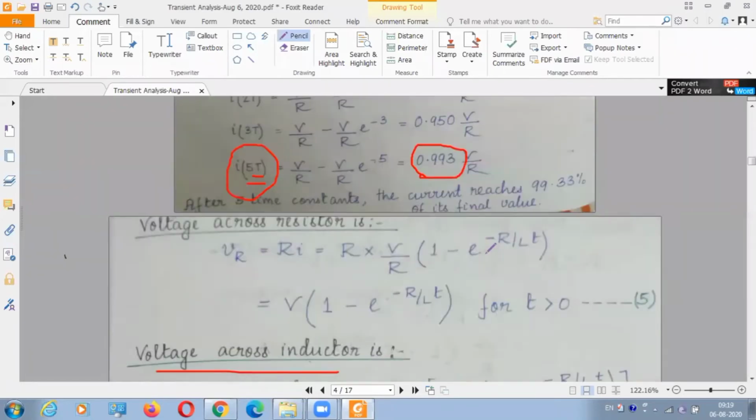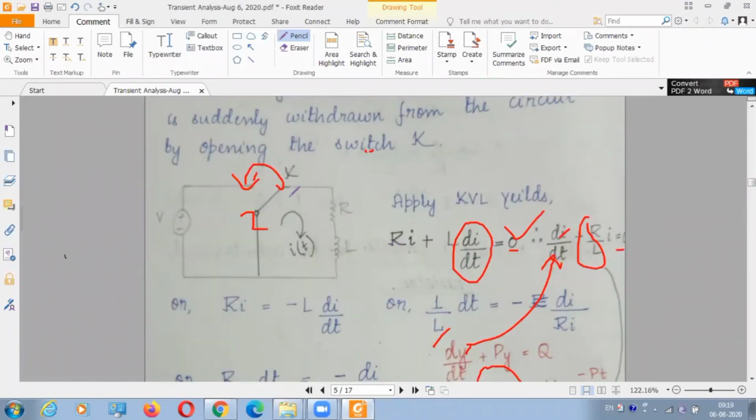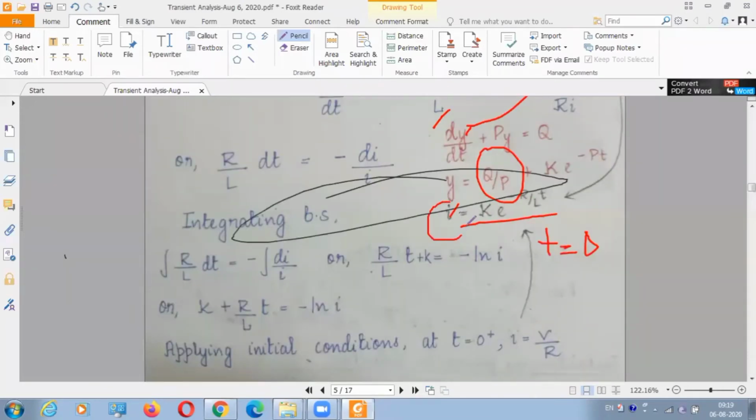So the initial current through the inductor when it has gone to the next state, that is 2, is V by R. But in the previous case, the inductor was uncharged, so the initial current was 0. So instead of I was putting 0, but over here I will put V by R. Okay, so V by R I will put.